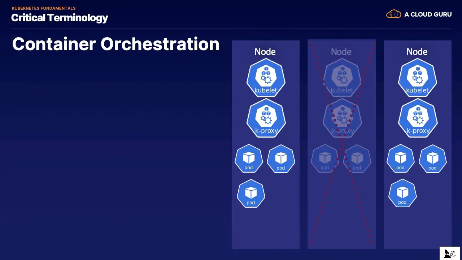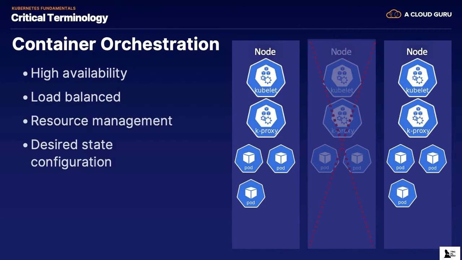So again, container orchestration provides high availability, load balancing, because inbound connections can be distributed automatically across all the nodes that are running the workload, resource management, and desired state configuration through a declarative model, meaning you define exactly for Kubernetes what you want to be running at all times, and it will ensure that it is indeed running.